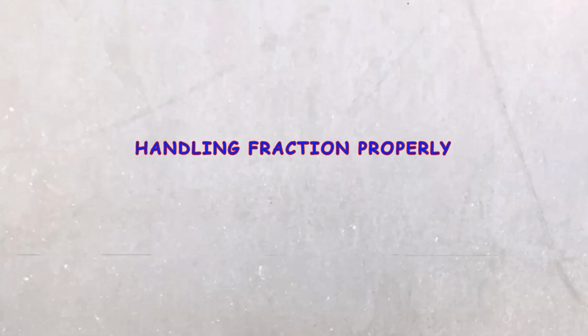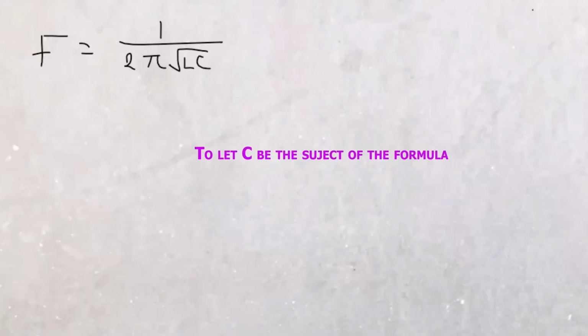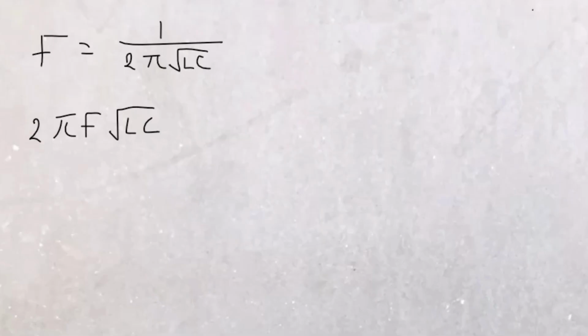The last and final thing to know about changing the subject of a formula is how to handle fractions properly. We have two examples here. Let's make C the subject of the formula. In the previous examples we've been treating, the expression has always been up, so we just multiply by a number or letter to eliminate what is down. But now, our subject of the formula is down here, so we have to cross multiply to eliminate this 1 over. Doing this, we have 2 pi f square root of LC equal to 1.